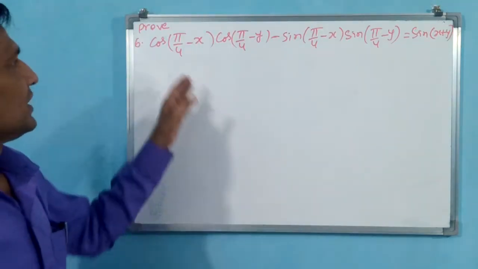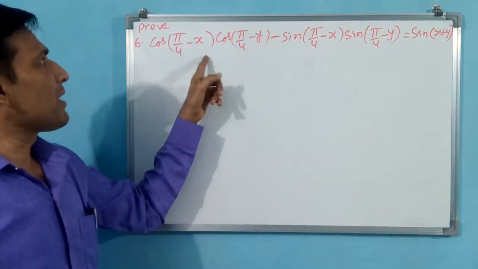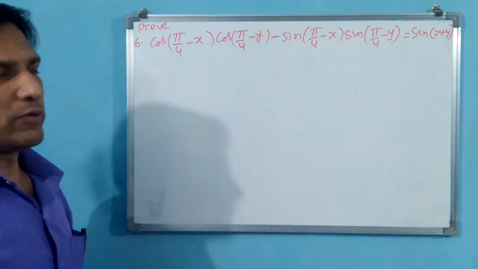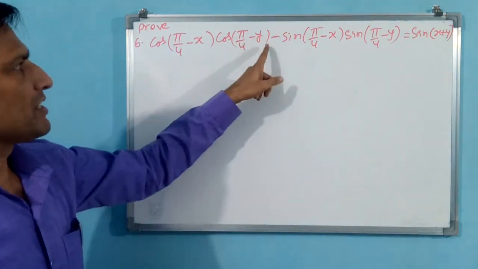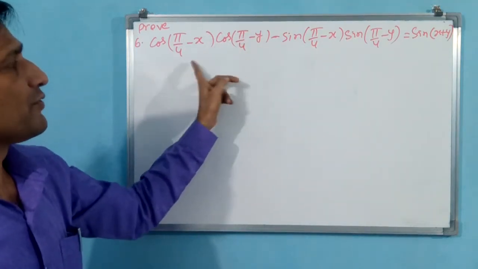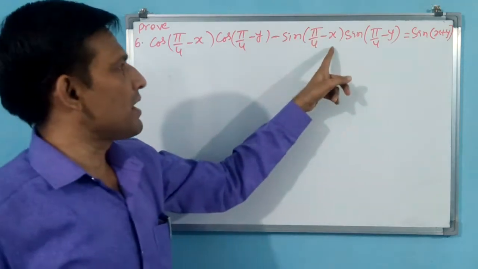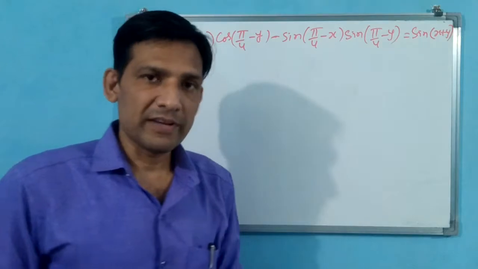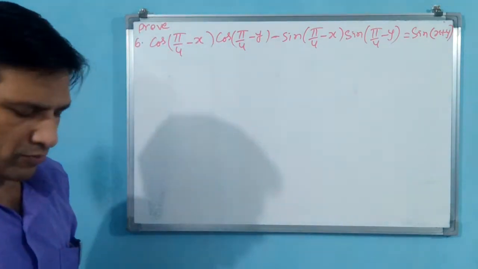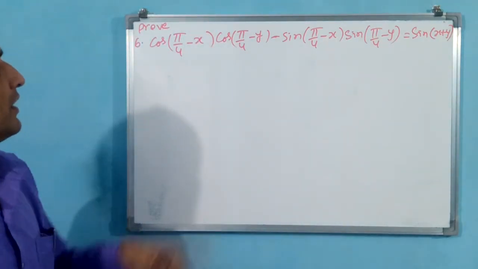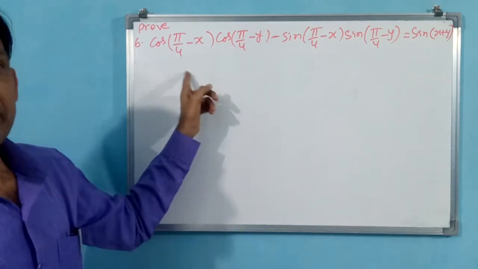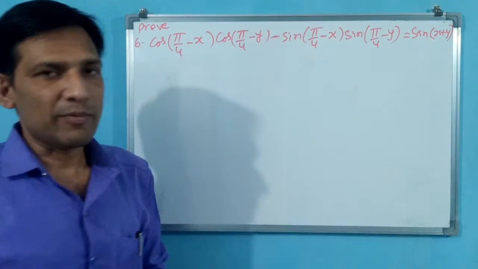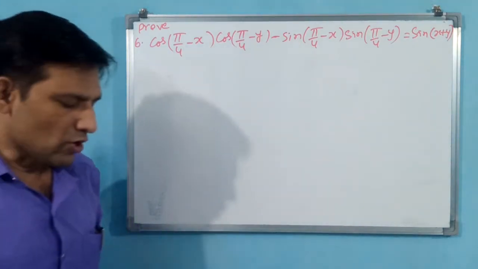Okay. You see the question: cos of pi by 4 minus x, you have to prove sin of x plus y. Okay, earlier also we have proved. Cos of pi by 4 minus x into cos of pi by 4 minus y, minus sin of pi by 4 minus x into sin of pi by 4 minus y is equal to sin of x plus y. Okay. This you have to prove. You see here these are multiplication angles. That means the addition to multiplication formulas we learned, those you have to use.